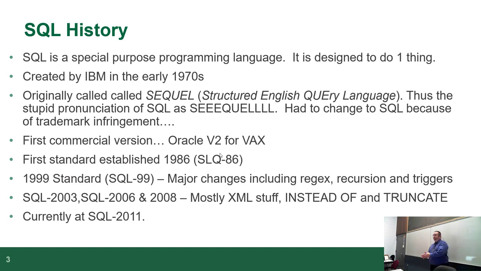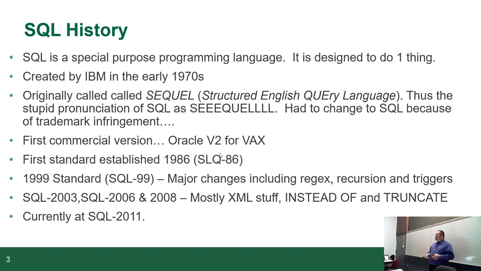SQL is a special purpose programming language. It's designed to do one thing. Most of you know what a general purpose programming language is. Java is a general purpose programming language. Python is a general purpose programming language. It's a language you can use to write pretty much anything. You basically write a program, it accepts input, it does stuff. SQL is a special purpose programming language. It's designed to do only one thing and do it well.